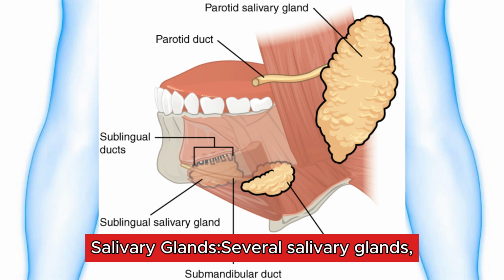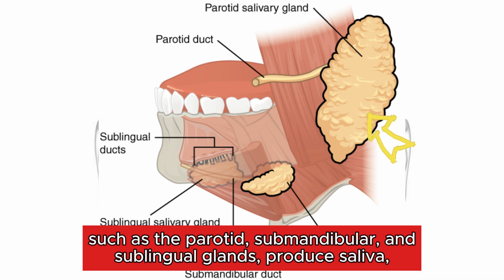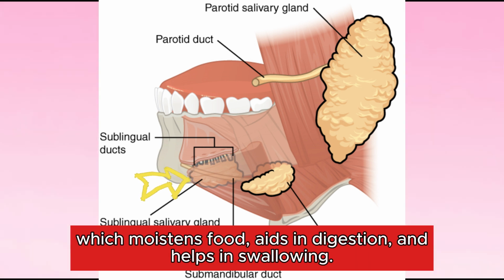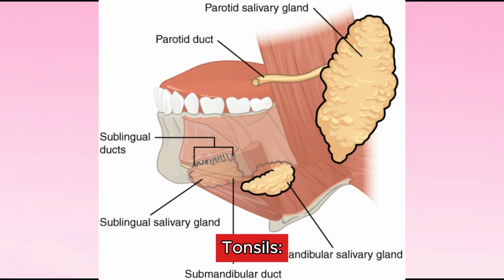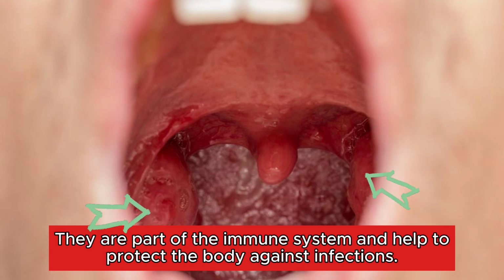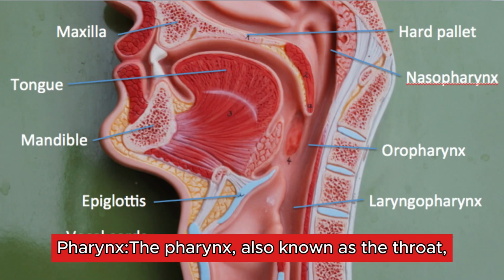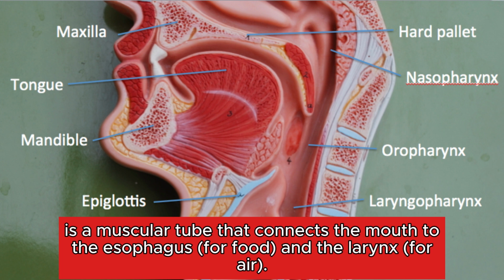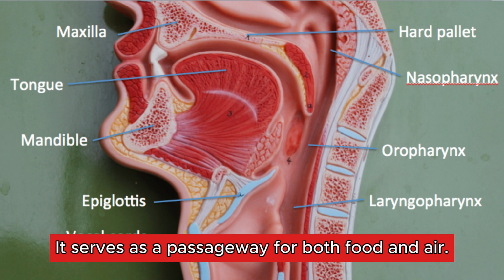Salivary glands. Several salivary glands, such as the parotid, submandibular, and sublingual glands, produce saliva, which moistens food, aids in digestion, and helps in swallowing. Tonsils. Tonsils are lymphoid tissue located at the back of the mouth and in the throat. They are part of the immune system and help to protect the body against infections. Pharynx. The pharynx, also known as the throat, is a muscular tube that connects the mouth to the esophagus for food and the larynx for air. It serves as a passageway for both food and air.